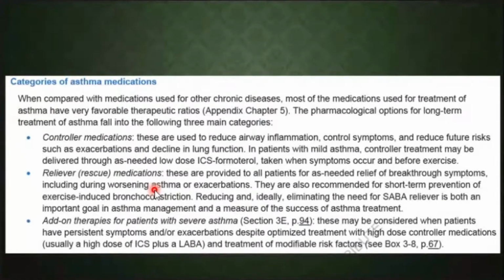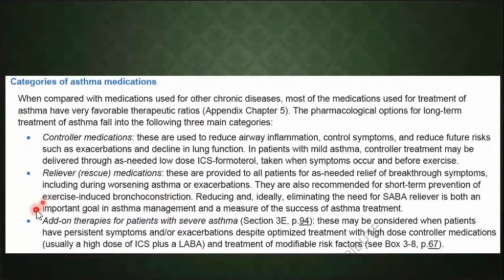Again, here, yes, you can use your short-acting beta agonists because they have a more rapid onset, but the duration of action is not very long. But nowadays, the trend is that we still add inhaled corticosteroids to the reliever medication subgroup.